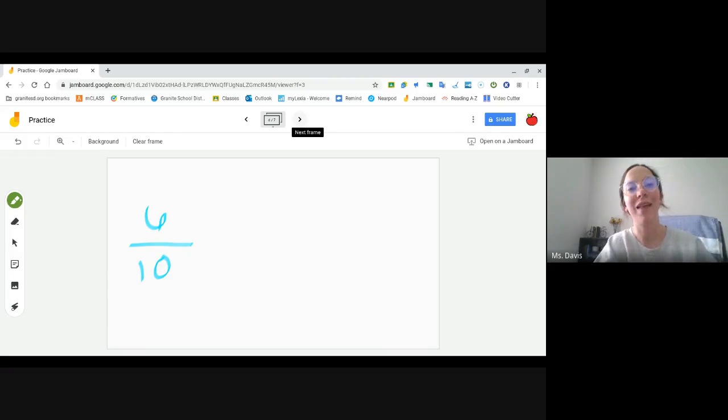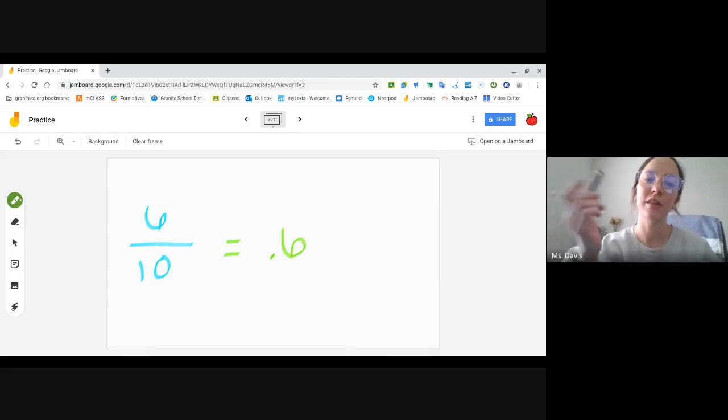The next example and the last example for just regular fractions is 6/10. Same thing, I'm going to start with the decimal. My numerator is a 6, and my denominator tells me I need to put that 6 in the tenths place. So the 6 goes right there.